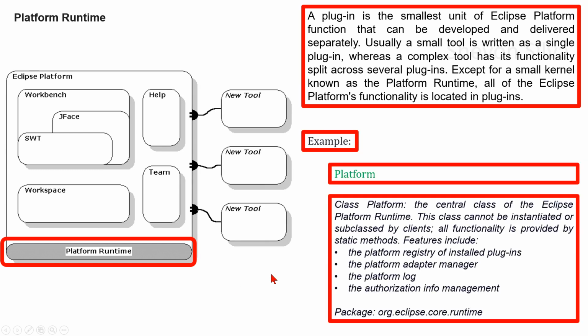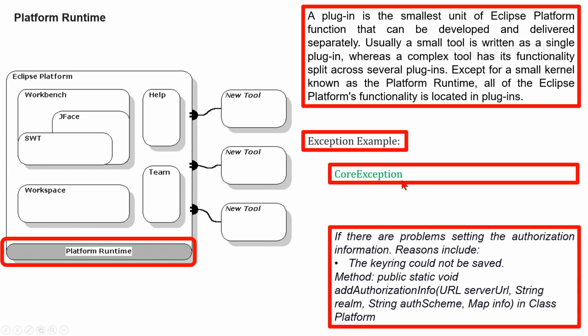As an example, we can consider the Platform class. The central class of the Eclipse platform runtime. This class cannot be instantiated or subclassed by clients. All functionality is provided by static methods. Features include the platform registry of installed plugins, the platform adapter manager, the platform log, the authorization info management. This class is in the package org.eclipse.core.runtime.